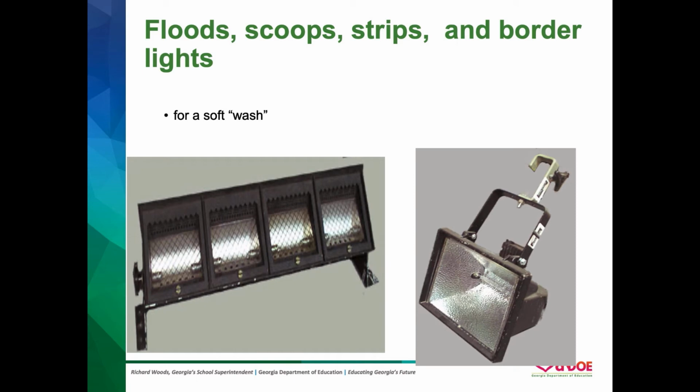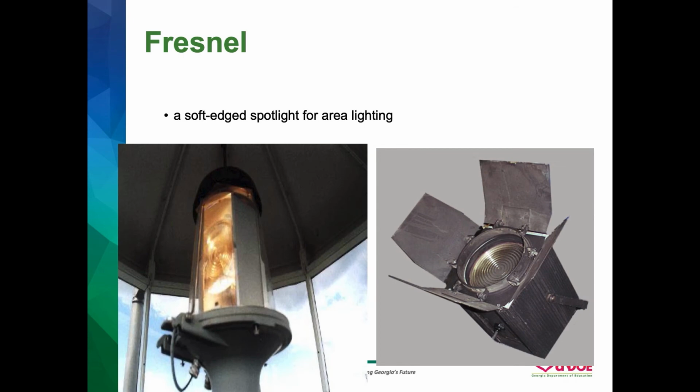Floods, scoops, and strips and border lights are often used for a soft wash of light on stage, typically for visibility purposes. A Fresnel, a soft-edged spotlight for area lighting. The Fresnel is named so because of the concentric circles that make up its lens, which were originally designed to intensify the beam from lighthouses.